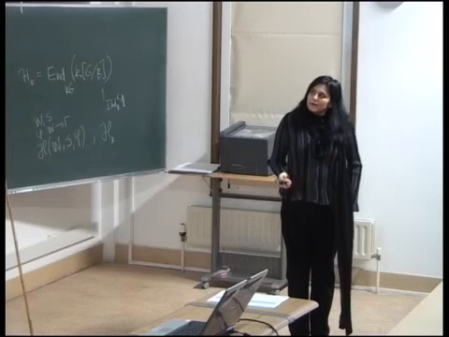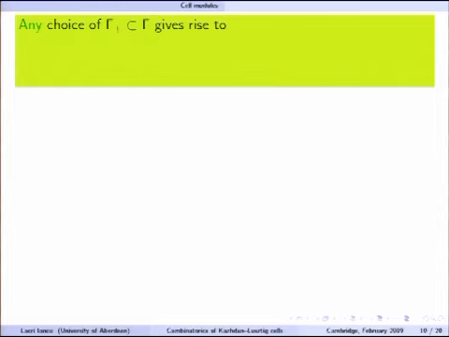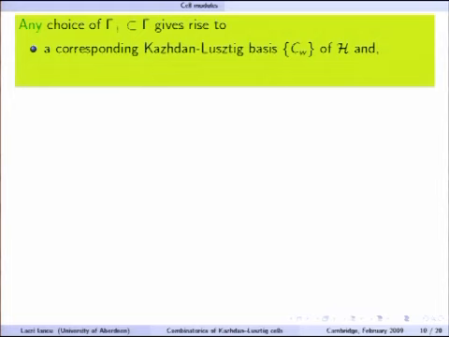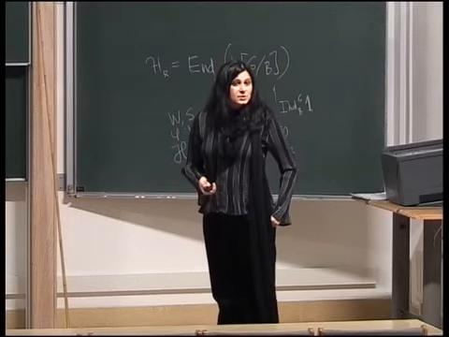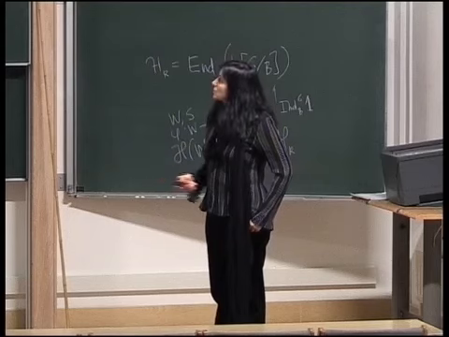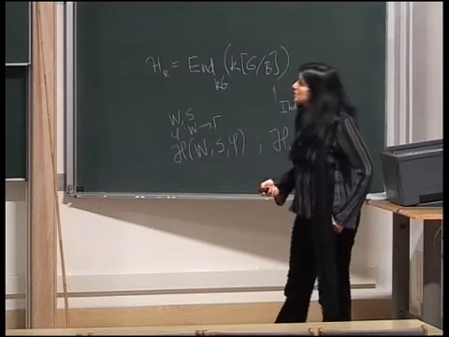Before I explain that, let me just point out again that any choice of ordering on gamma gives rise to a corresponding Kazhdan-Lusztig basis. So you have the algebra, but whenever you change the ordering between the parameters, the Kazhdan-Lusztig basis will change, and as a consequence, the cells, the partition of W into cells, changes.